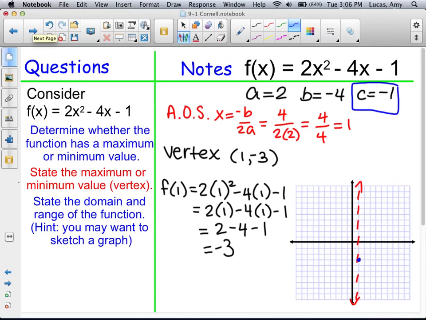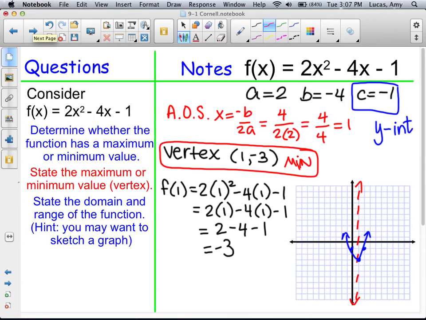Next, I can graph my y-intercept. My y-intercept is my value for C, so it's -1. Then balance it on the other side of the symmetry line. The vertex is the only point that lies on the symmetry line. All of the other points have a mirror image that's on the opposite side. So this vertex, you can tell by my graph, is a minimum because it's the lowest point on the graph. So the vertex is a minimum and it's at 1, -3.